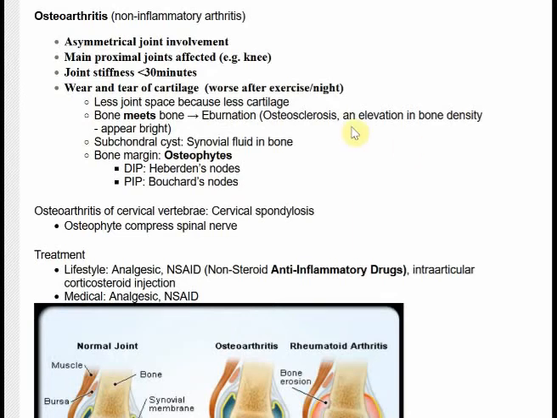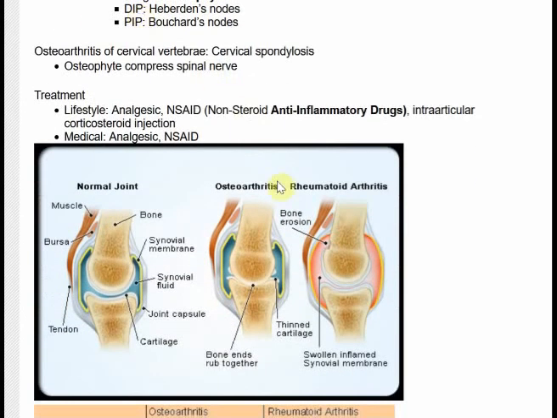Osteoarthritis is a type of non-inflammatory arthritis. It is what we know as wear and tear of the cartilage. Symptoms are usually worse at night or after exercise. And as you can imagine, as one ages, or if there's any cartilage abnormalities, you have cartilage wearing out, and eventually you have bone hitting onto bone, rubbing against one another.